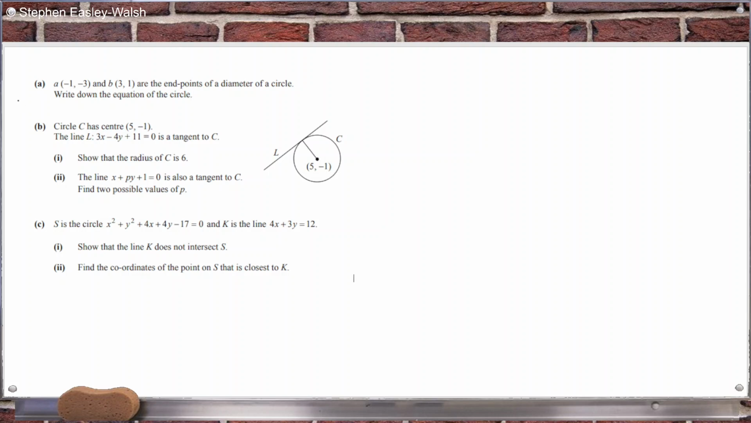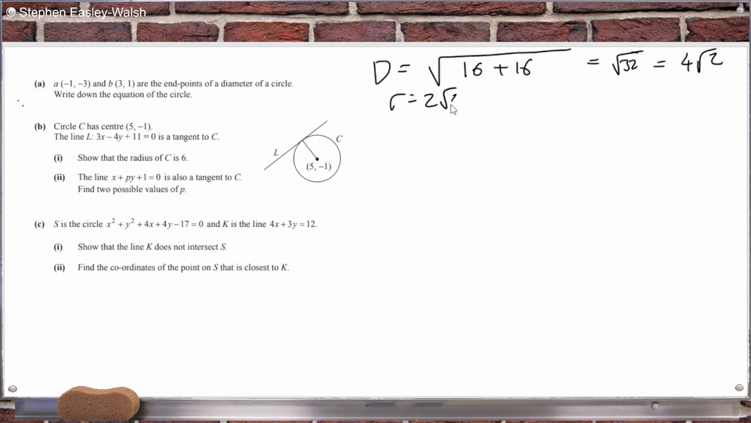Okay. What's the equation of the circle? And they're the endpoints. Well, then the diameter of the circle would be the square root of the distance, so that's 16 plus 16, which is root 32. 32 is 16 times 2, so that's 4 root 2. So the radius would be 2 root 2, and the midpoint would be the center.